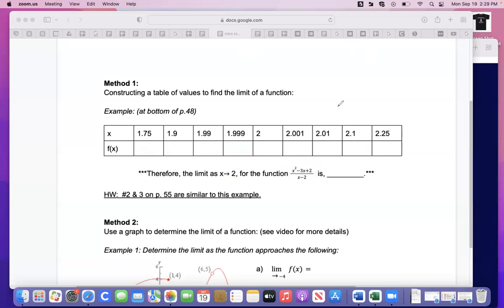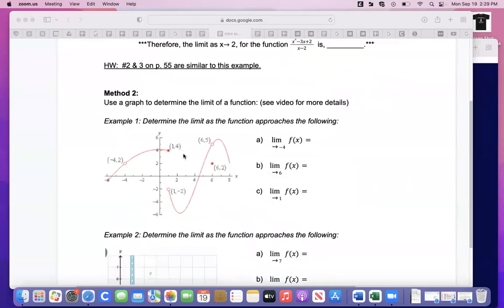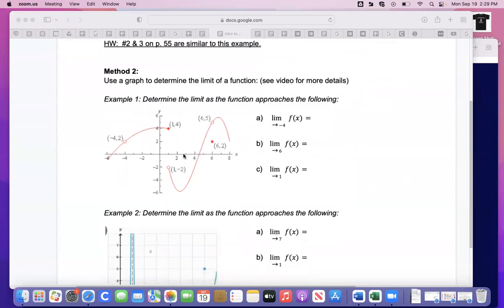Let's scroll down. Method number 2 is a little less intense because now we're actually just going to be looking at graphs and then seeing what the limit is by looking at a graph. Okay, so let's start with this one. I'm going to answer A and B. I'm going to skip C for right now because C is a little bit special.